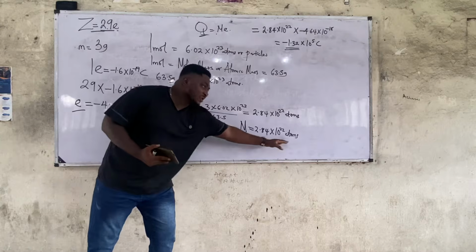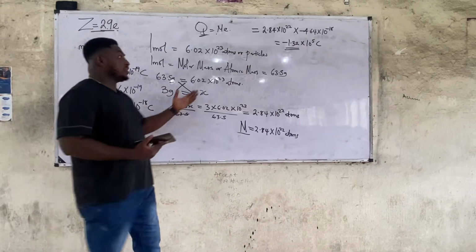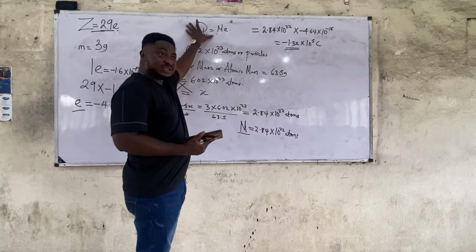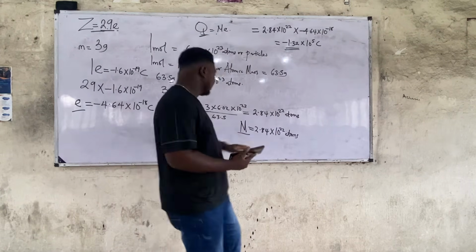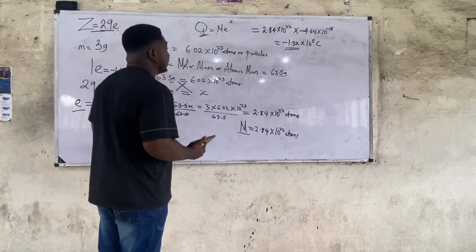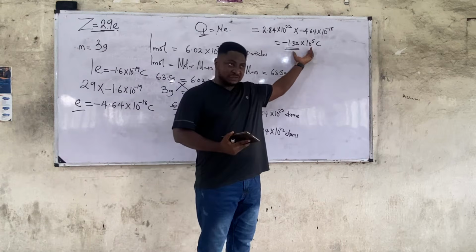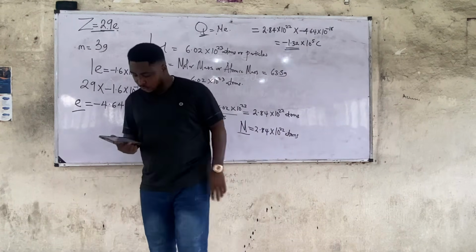Now that we have the number of atoms in 3 grams of copper, and we have the electronic charge in 29 electrons of copper, our food is done. Food is ready. So Q equals N times E. N is this, E is this. Multiply N by E, and you arrive at the total quantity of charge. Is that better now?